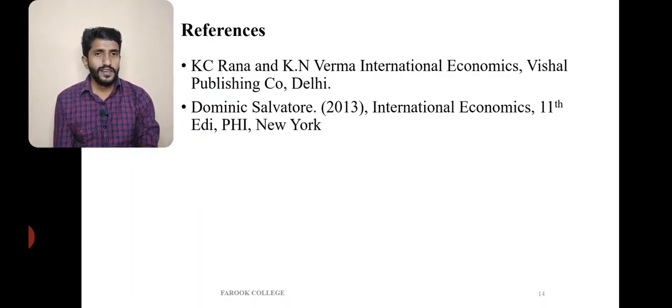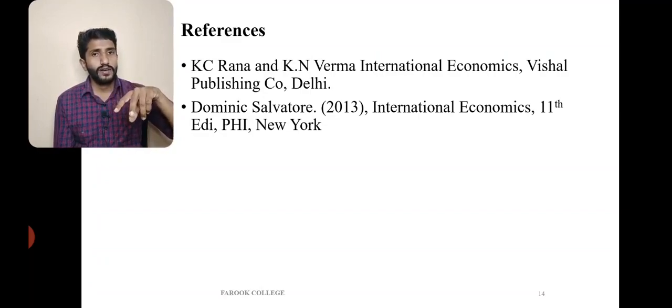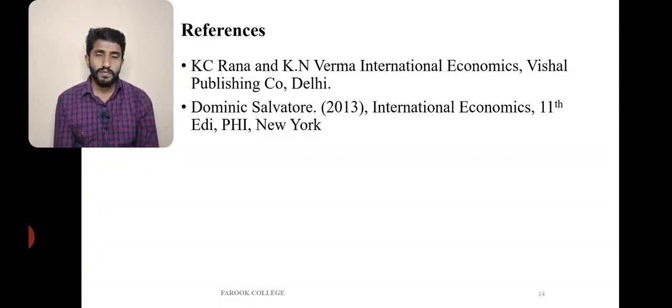So these are the 2 important associations or organizations which exist in the developed countries, or we can say that these 2 are the biggest trade blocs among the developed countries.